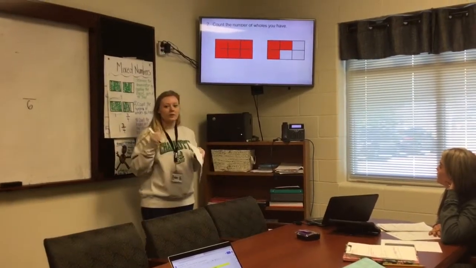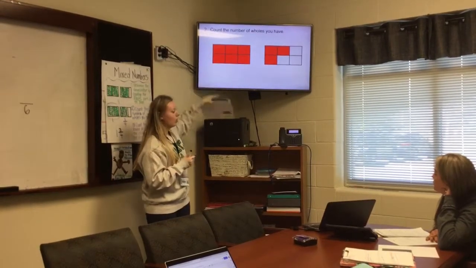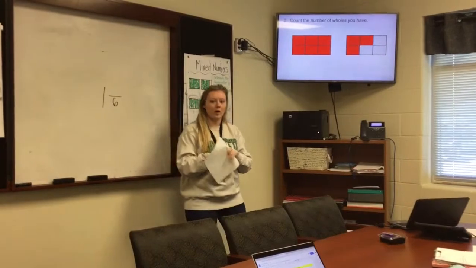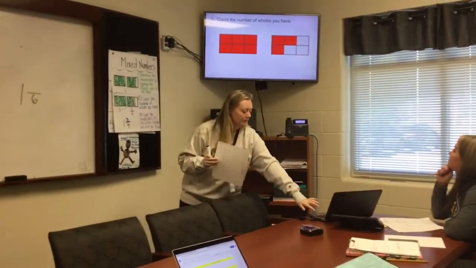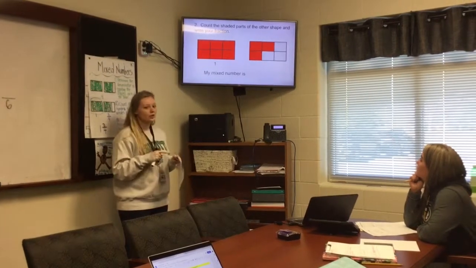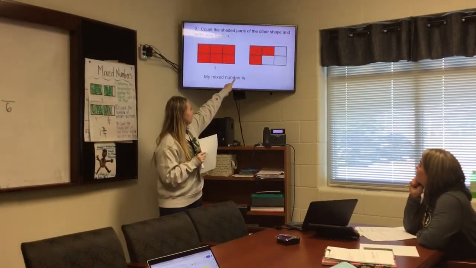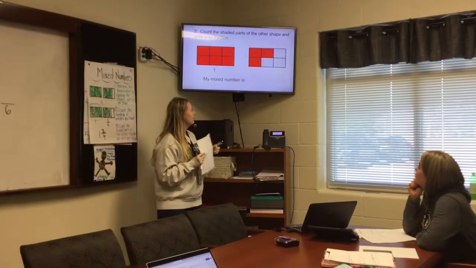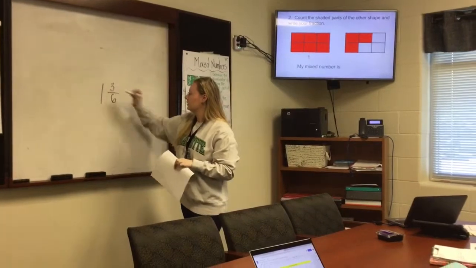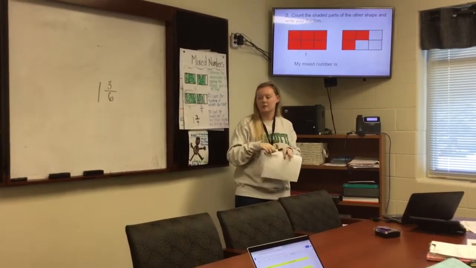Now I have to count the number of holes that I have. So I know that I had that one whole rectangle, so I have one hole. Now I have to count the shaded parts of the shape that is not a hole. So when I look over at this shape, I only have 1, 2, 3 pieces shaded out of my 6 pieces. So my mixed number is 1 and 3/6.